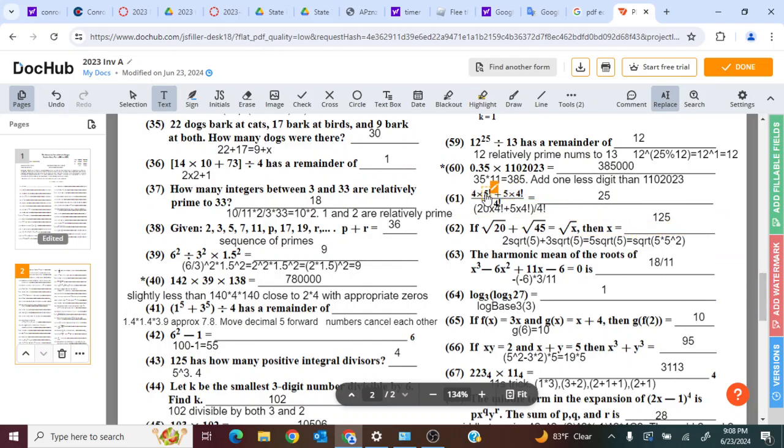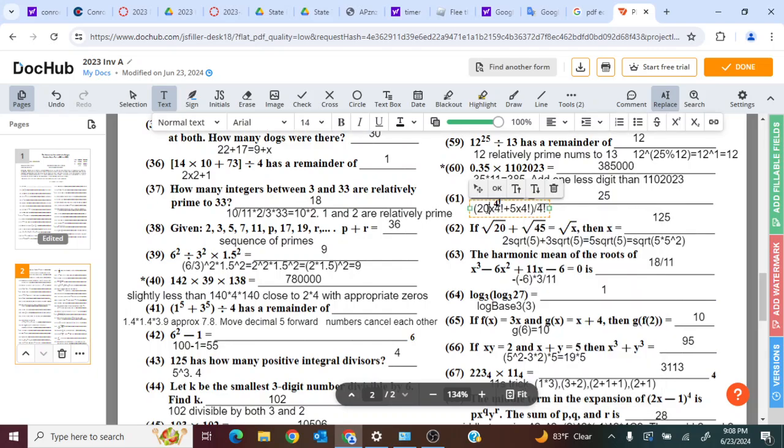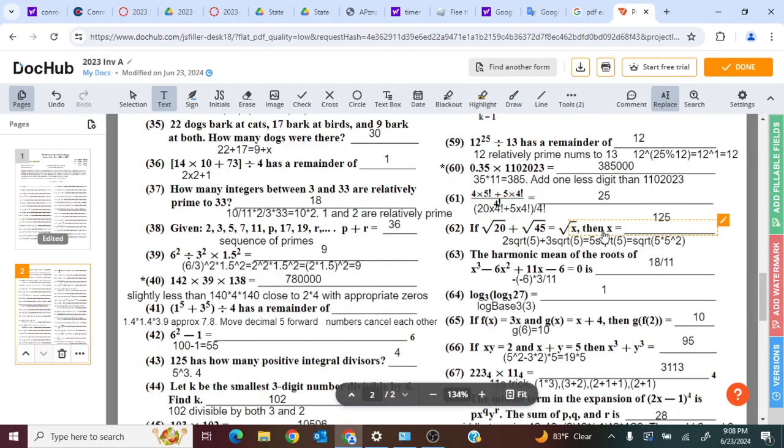Okay, this you'll be rearranging things. 4 times 5 factorial is equal to 20 times 4 factorial. And then 20 times 4 factorial plus 5 times 4 factorial divided by 4 factorial. Each of this stuff cancels out. You just have 20 plus 5 now, 25.